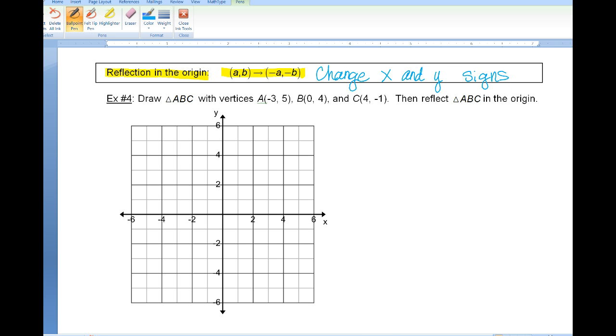So let's draw the first one. A is at -3, 5. It's a very thin triangle. Yeah, it is. Okay. B is 0, 4, and C is 4, -1. In this case, there's barely an angle at the bottom.